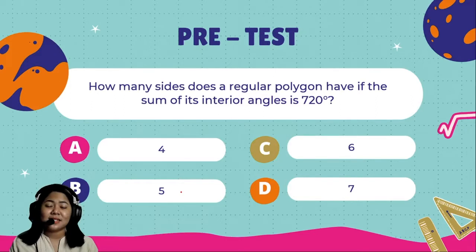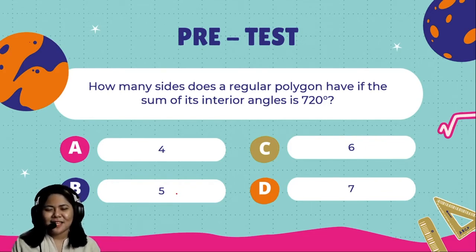I think this is the second to the last question. How many sides does a regular polygon have if the sum of its interior angles is 720 degrees? Is it A, 4; B, 5; C, 6; or letter D, 7? Ngayon, itype na ang inyong mga sagot sa comment section.